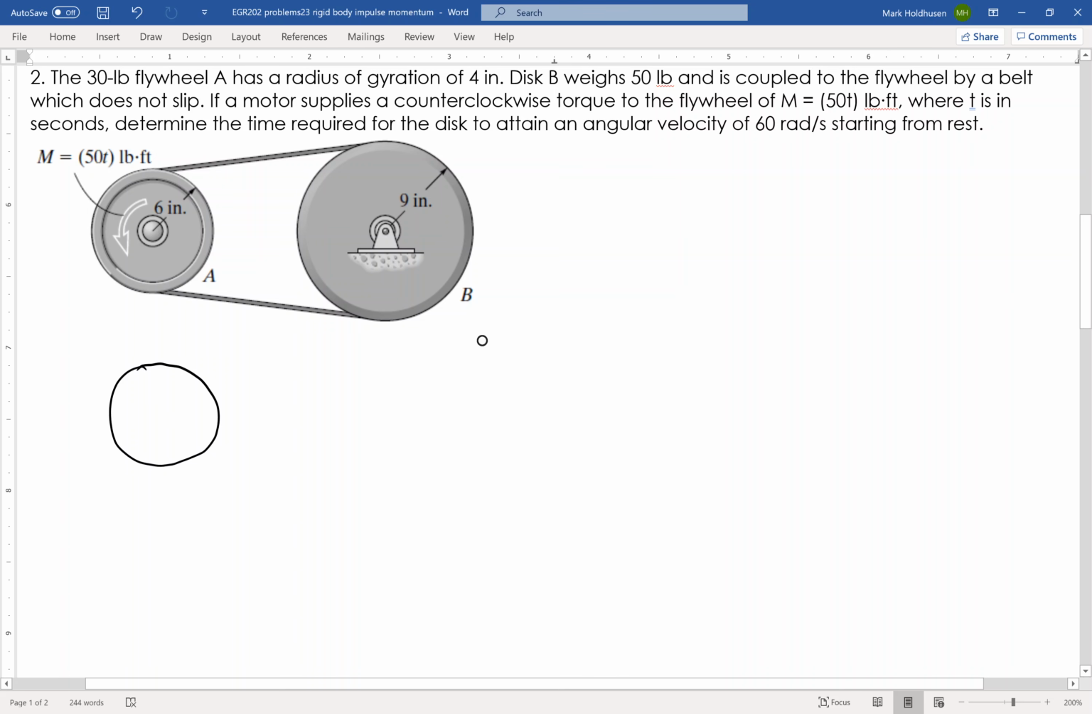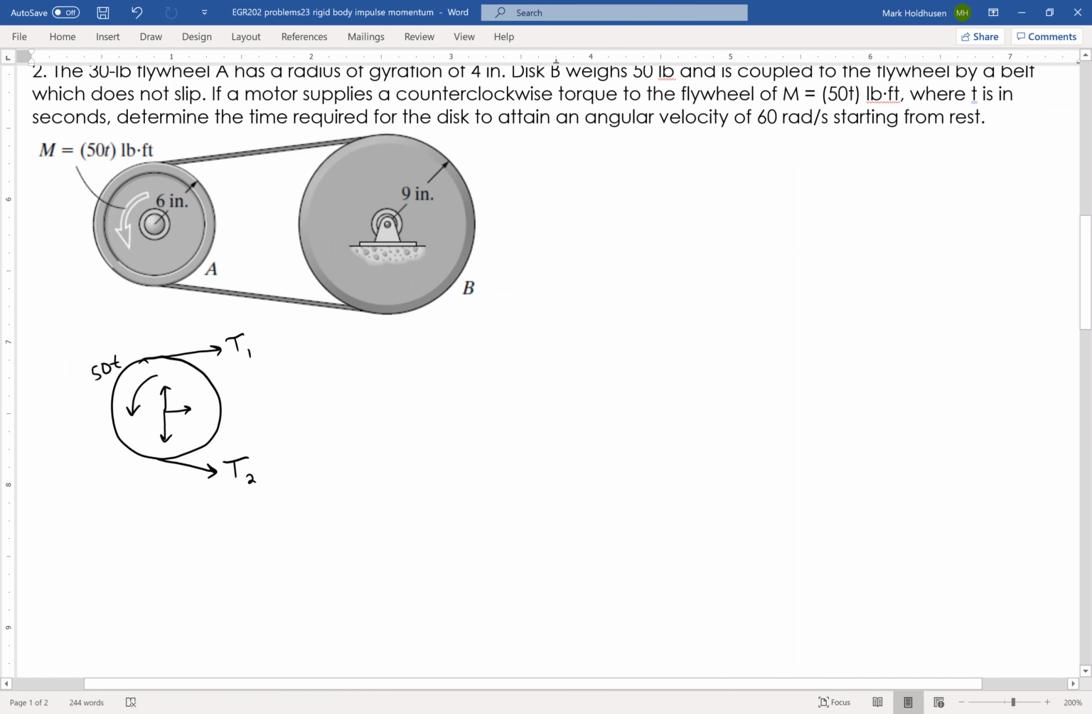So I've got this guy here with a moment of 50t on it. I've got a bunch of stuff going on here. It's not really going to matter, so I'm not going to label them, but I've got a pin joint, all that good stuff. But what is more important is I've got a tension here and a tension here, and it's a different tension. If it was the same tension, I wouldn't have any spinning, so I've got to have that tension going on there like that.